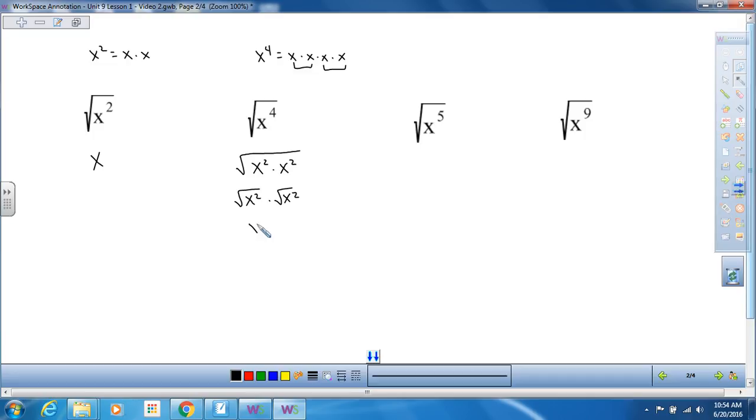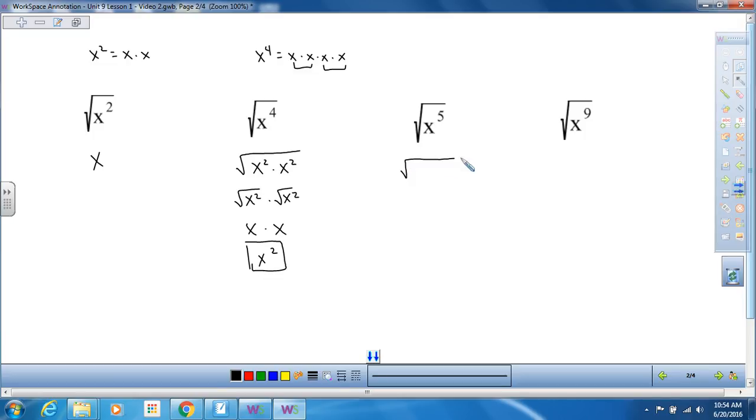Square root of x squared is x, and then x, so x squared. The square root of x to the fourth is x squared. Okay, x to the fifth.